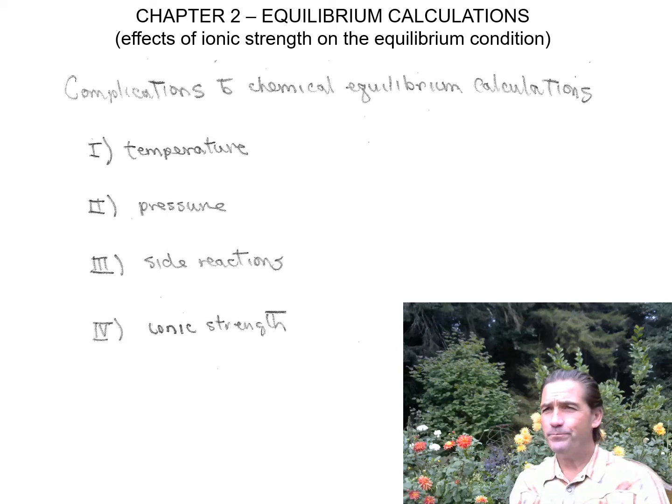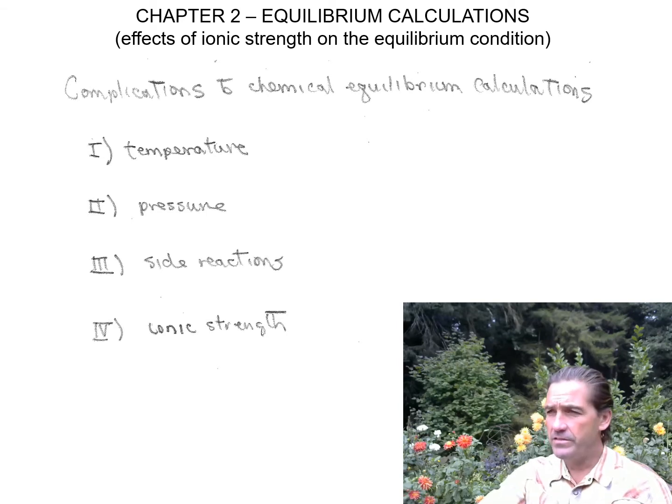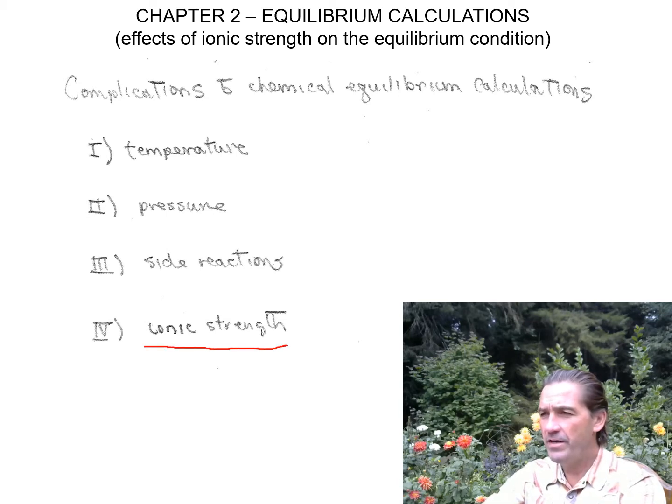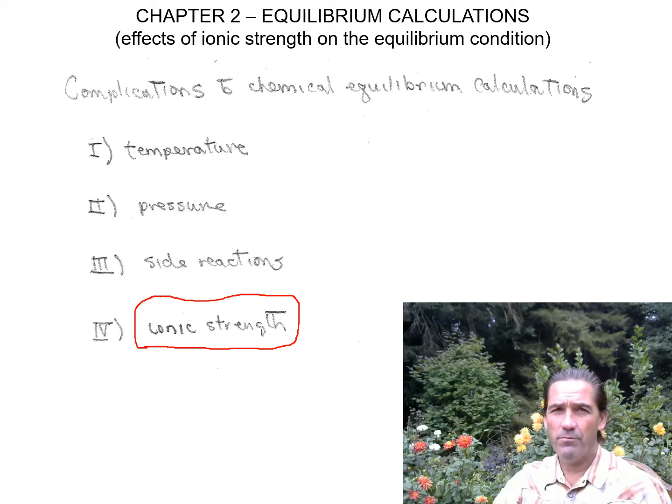Hello everyone. So this is our last video on chemical equilibrium, and we are continuing to look at these variables that affect the equilibrium in, say, a water sample. So we covered temperature, pressure, and side reactions in the previous video. What I would like to cover in this video is how ionic strength affects the equilibrium.